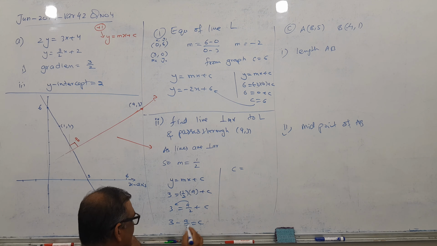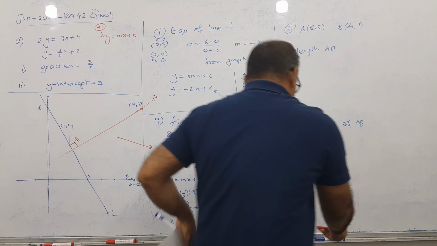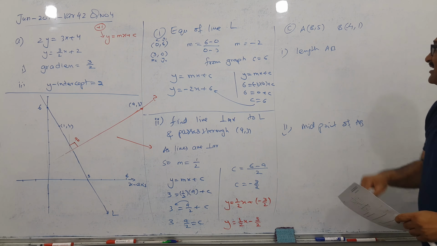So what is the answer? I'm writing the answer here clearly. The answer is y equals mx plus c, and c is this one, minus 3 by 2. Or ultimately I can say y equals half x minus 3 by 2. And that's it. Our first part is over. Let's go for another one.